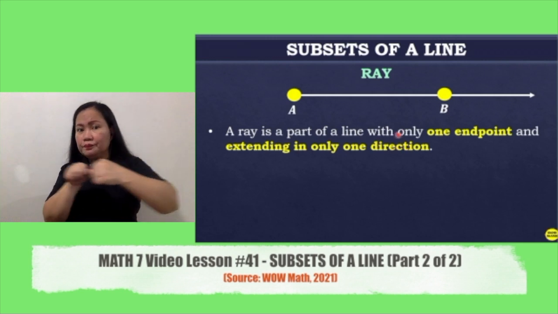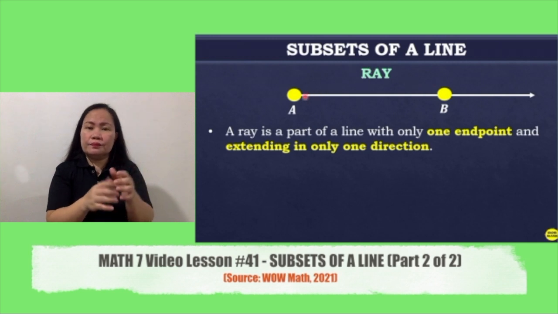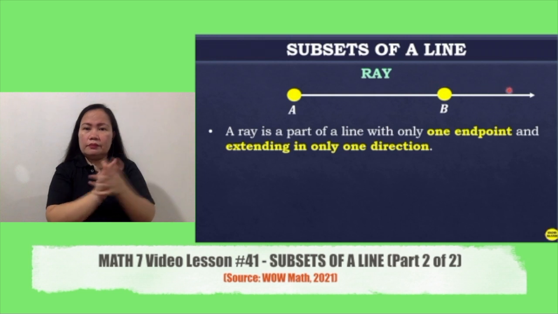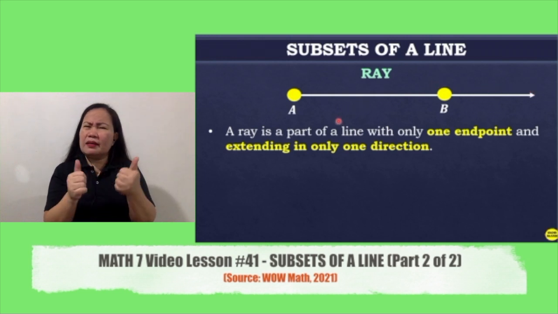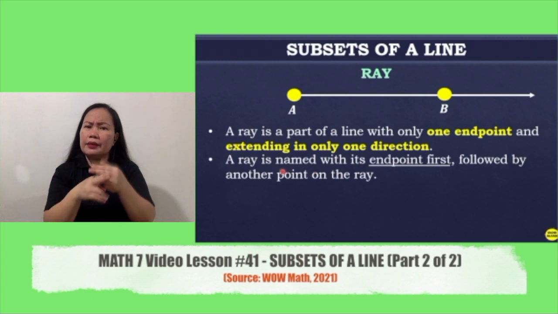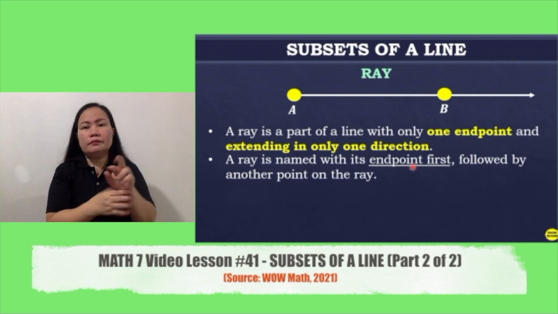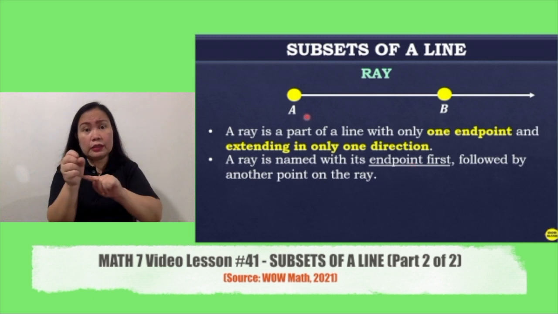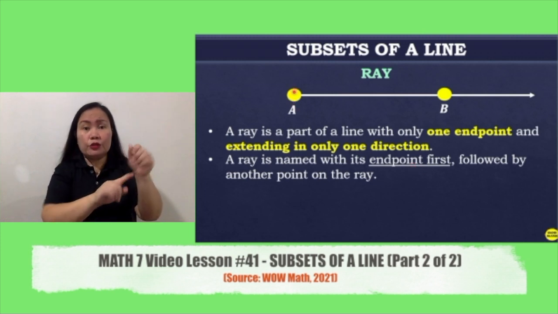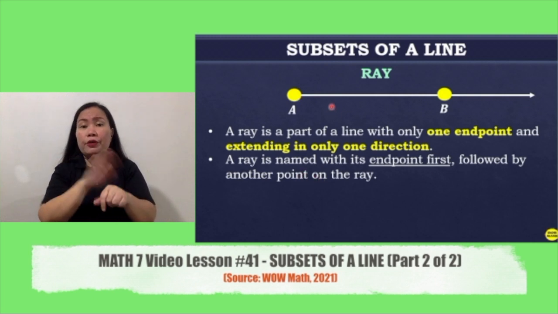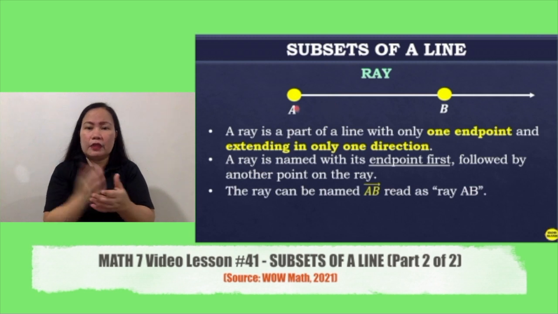Ulitin ko, ang line segment may dalawang endpoint, natatapos. Ang ray po, isa lang po ang endpoint niya, papunta sa infinite direction. Okay, so paano natin siya papangalanan? So, a ray is named with its endpoint first. So, kapag nag-name tayo ng ray, lagi po tayong magsisimula sa endpoint. So, kung ano yung endpoint niya, dun po dapat tayo magsisimula. Okay? Followed by another point on the ray. So, given this figure, this can be named as ray AB.